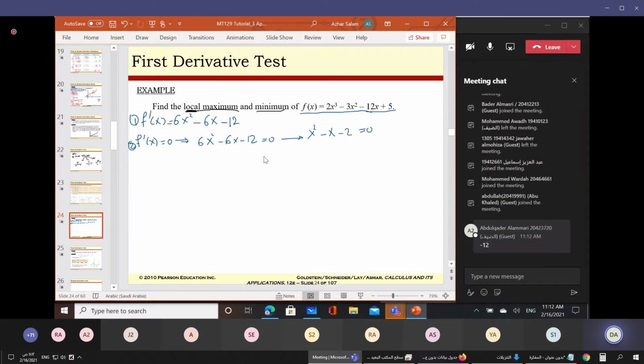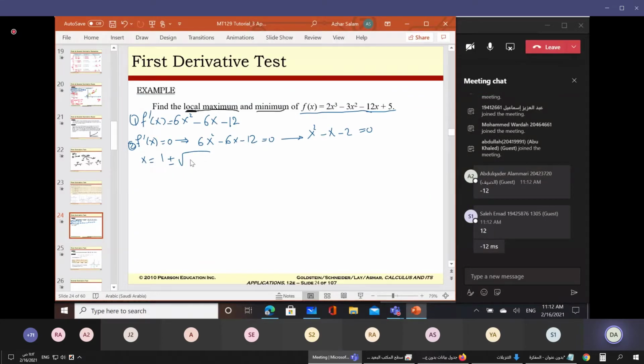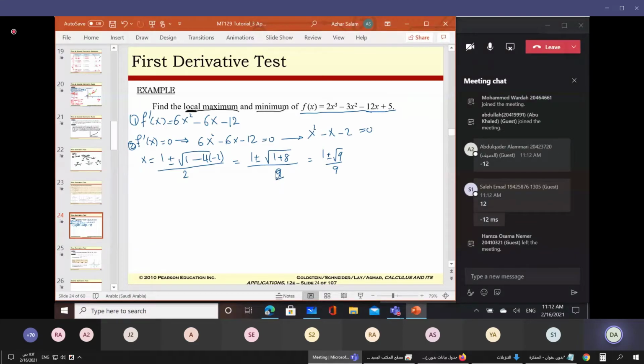Right? So I can use the quadratic formula, x equals minus b, which is 1, plus or minus the square root of b squared, 1, minus 4ac multiplied by minus 2, divided by 2, equals 1 plus or minus the square root of 1 plus 8, which is 9, over 2. Which is 1 plus or minus 3 over 2.